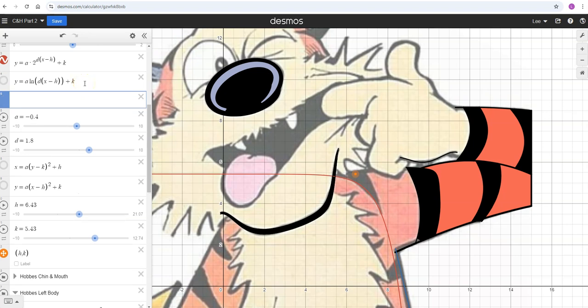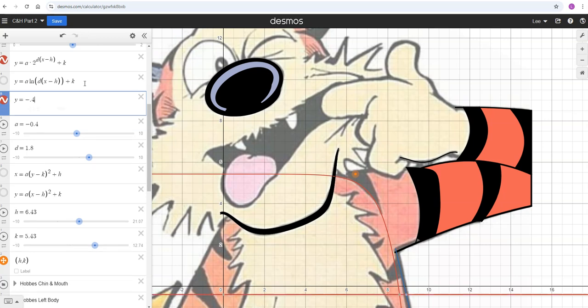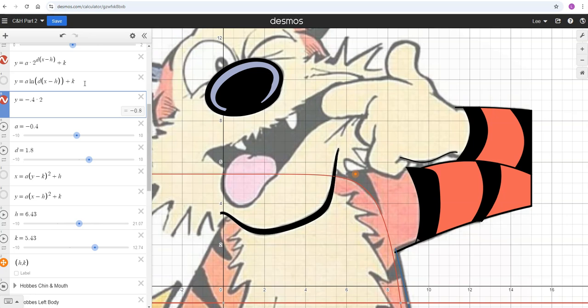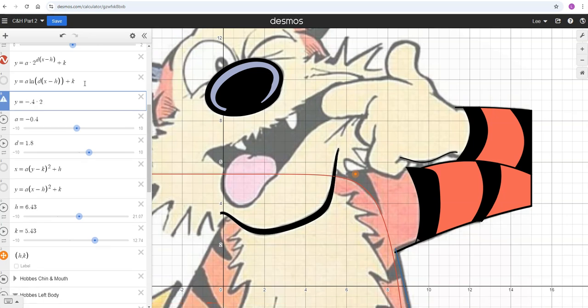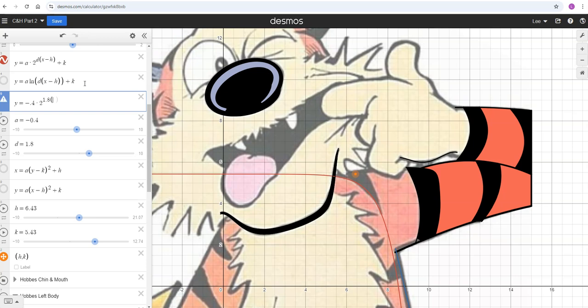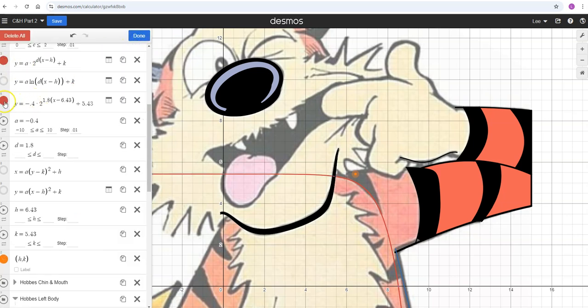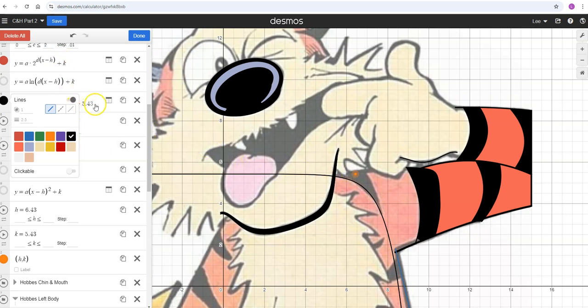I would say this is going to be a y equals, right, with my a, negative 0.4 times that 2, times 2 to the d, which was 1.8. In the exponent, we got x minus h, so x minus 6.43. And then plus the k on the outside, so plus that 5.43. So there's my equation. They're both red, so that didn't really help. I'll go ahead and make this one black, just so we can see it. So that is the same black curve that's right there.